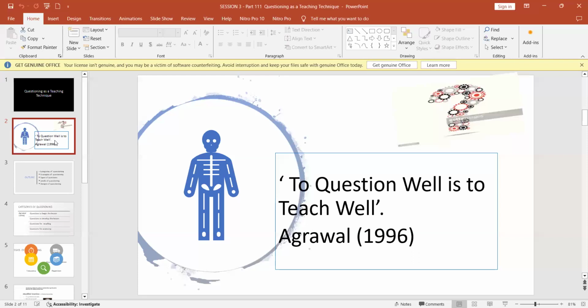If you put the same thing in other words, if you are a very good teacher, you are very good at using the technique of questioning in the class. So teaching and questioning are two sides of the same coin, right? Any teacher who wants to be very effective in the teaching-learning process should master the art of using questioning as a technique in the classroom. Get my point?